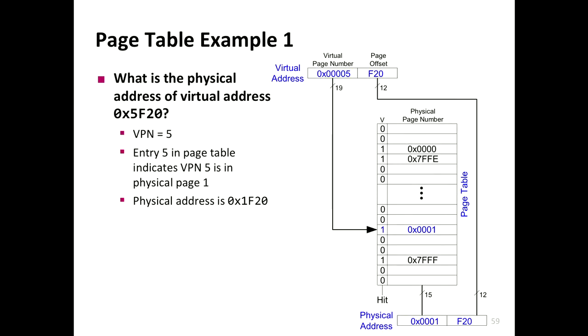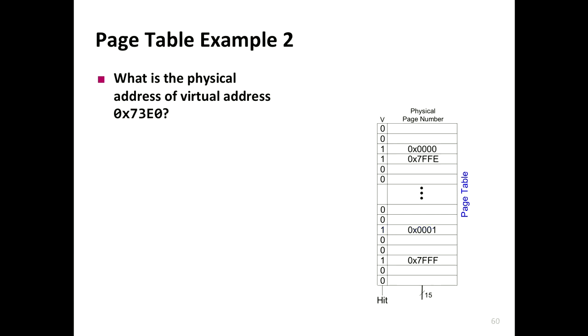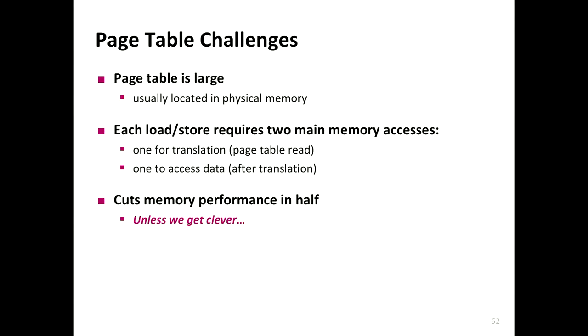So again, a walkthrough example of 5F20. What happens here? You have 5F20, 5th entry, 5th table. So you have the page number out, and then the page offset here maps to 001F20. It's again self-explanatory. I'm skipping these examples.